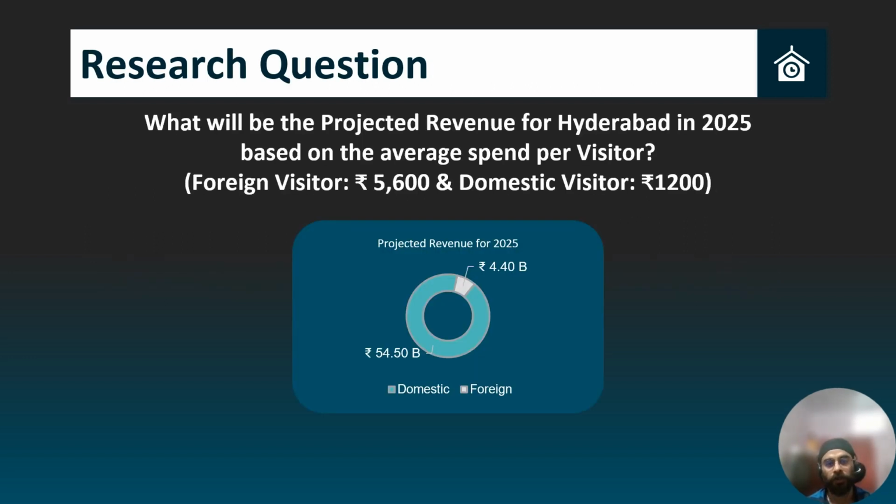So the next question is, what will be the projected revenue for Hyderabad in 2025 based on average spend per visitor? Assuming that a foreign visitor spends 5600 rupees and a domestic visitor spends 1200 rupees on average. So we see that the domestic visitors will spend 54.50 billion rupees and the foreign visitors will spend 4.40 billion rupees in the year 2025 for Hyderabad. With that, we will move on to the next question.